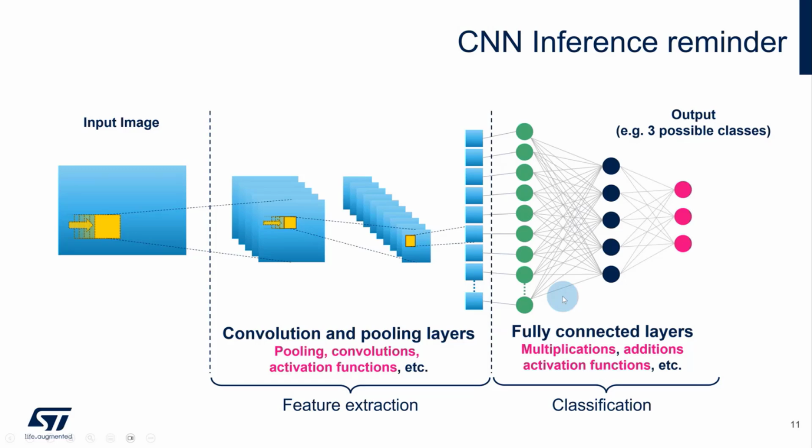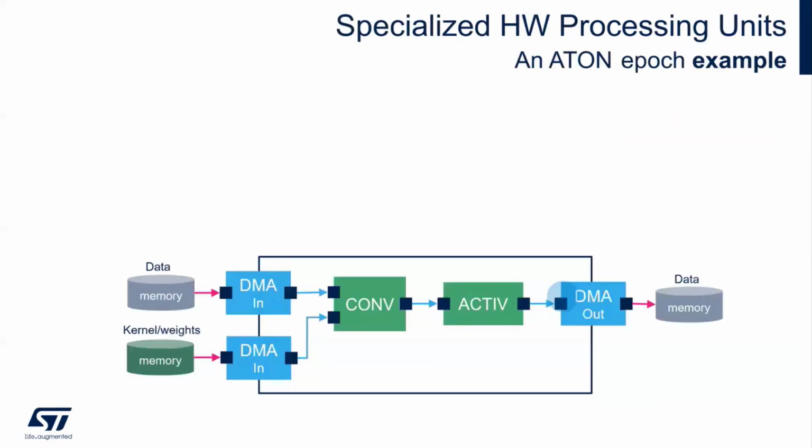And what does it mean in terms of the internal structure of the neural network? In the processing units that are inside, this is exactly what we find. The neural network is composed of several processing units. Here is a very basic example of what can be an epoch.